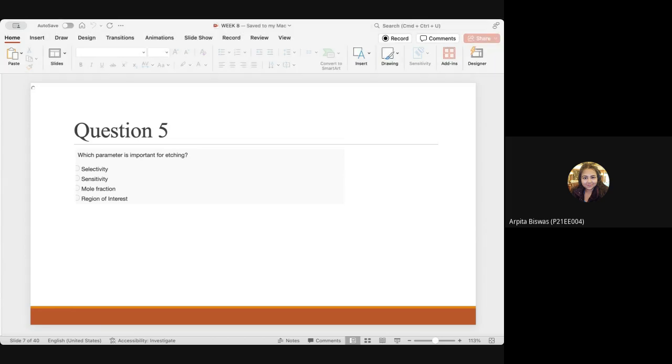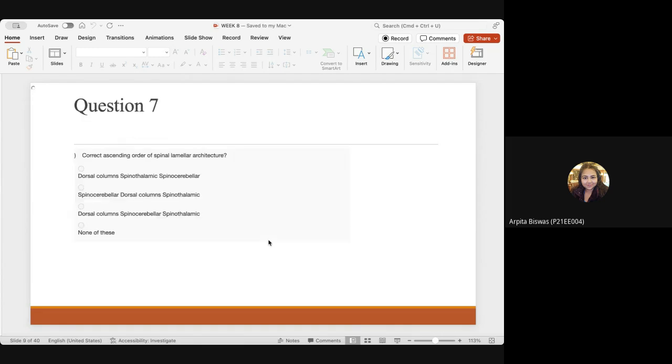Next, question number 6: which is the part of the spinal cord in a rat's anatomy? SP, TPL6, IC, or all of the above? The right option is all of the above, option D. Next, question number 7.